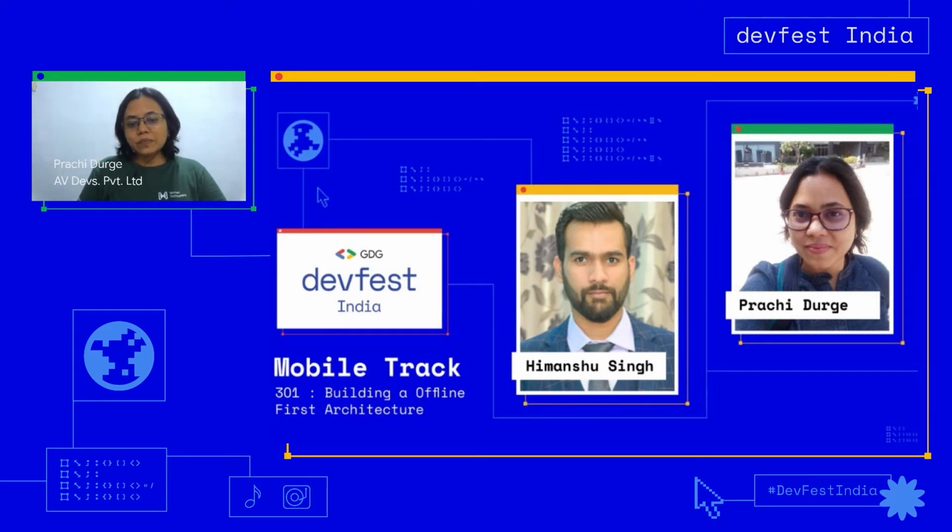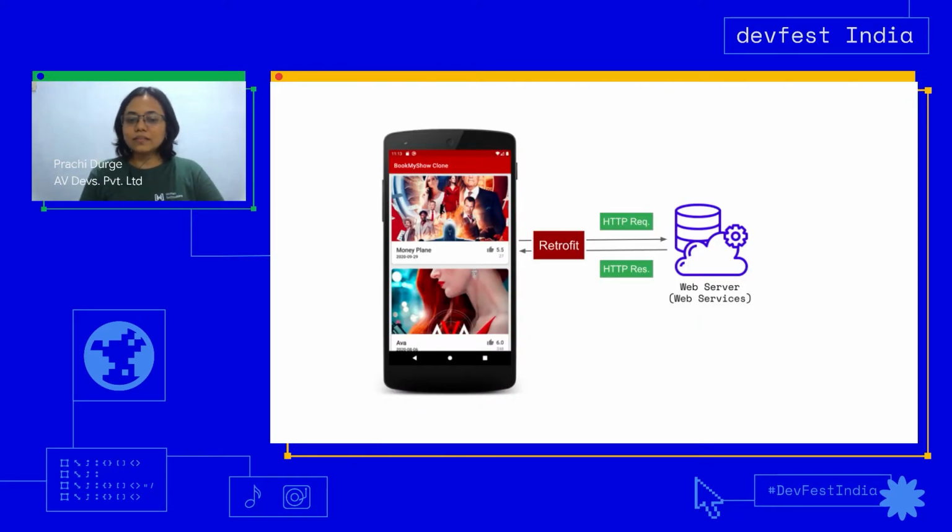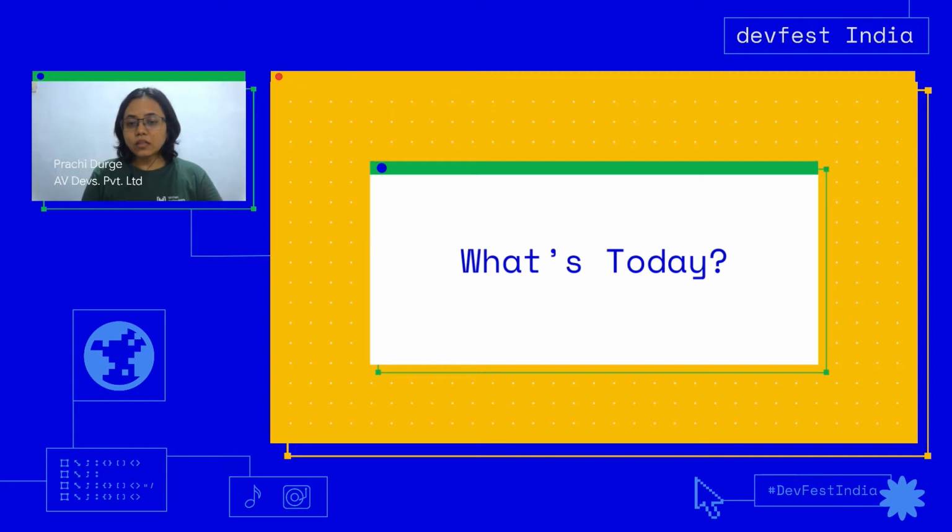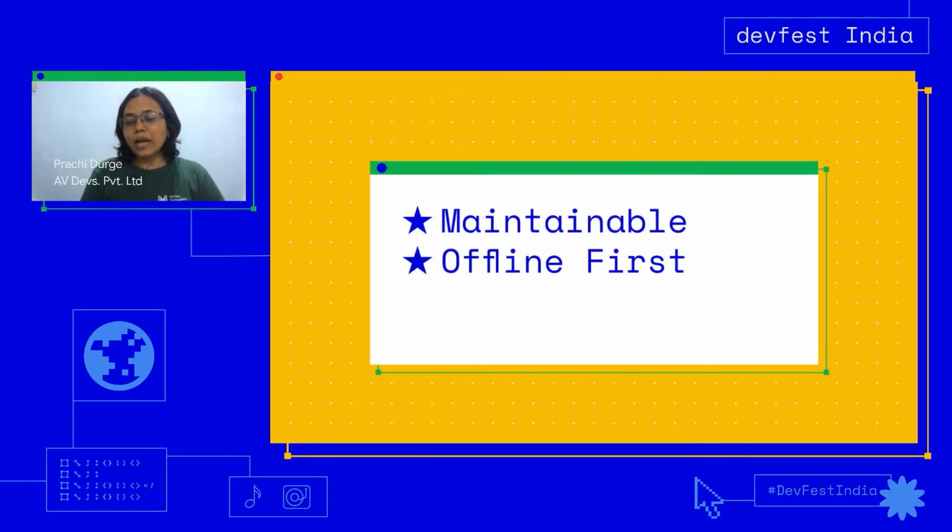Guys, in the previous sessions, we have successfully built the Book My Show clone app in which we have designed the UI, made API call, and worked on displaying the data in dynamic UI. In today's session, we are going to make our app more maintainable and offline first.